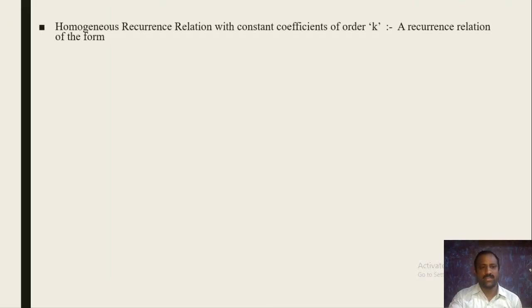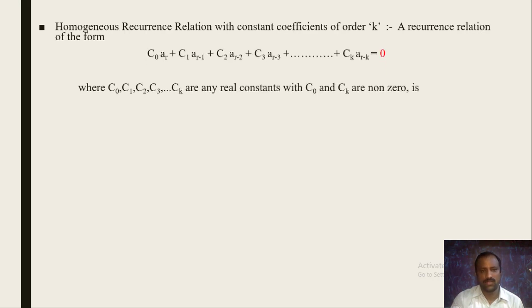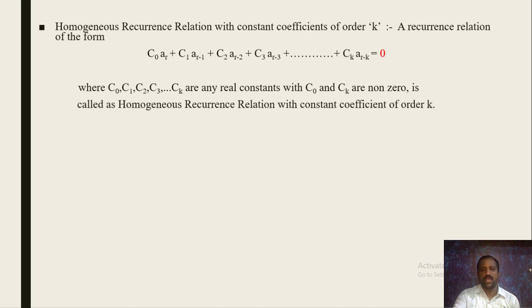Out of which the first type is the homogeneous recurrence relation with constant coefficients of order k. Let us see the definition. A recurrence relation of the form c_0 a_r + c_1 a_(r-1) + c_2 a_(r-2) + c_3 a_(r-3) + and so on up to c_k a_(r-k) is equal to 0, where c_0, c_1, c_2 up to c_k are any real constants, with c_0 and c_k non-zero, is called a homogeneous recurrence relation with constant coefficients of order k.